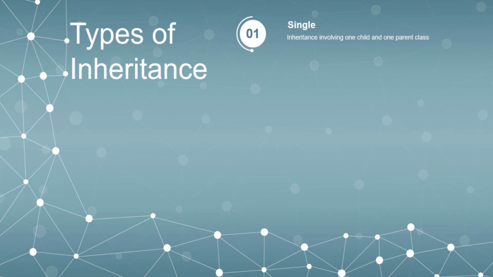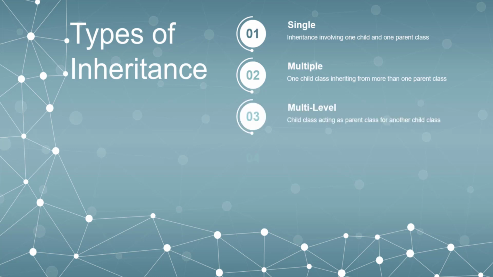So basically there are different types of inheritance. The first one is single inheritance, wherein one child class inherits the properties from one parent class, and it is called multiple inheritance when one child class inherits the properties from more than one parent class. The third one is multi-level inheritance, where the child class is acting as a parent class for another child class. And the final type is hierarchical inheritance, where more than one type of the above mentioned inheritance comes into picture. So we will see the examples of all these types of inheritance.